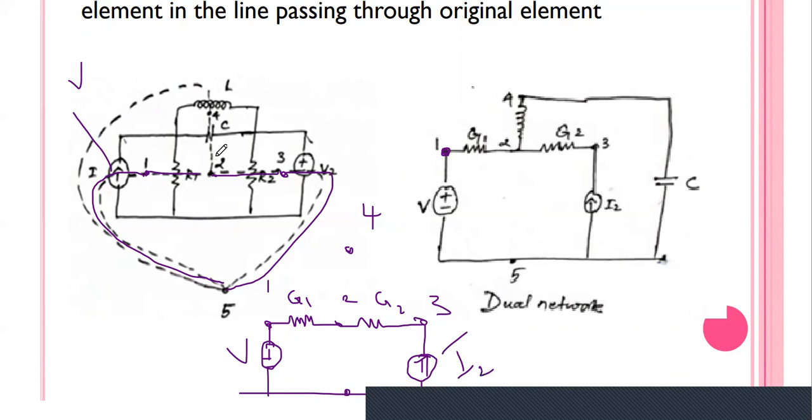Next, node 2 is connected with node 4 via a capacitor. So node 2 here, node 4 here. In between 2 and 4, the capacitor is replaced by an inductor, so this is the inductor. Then node 4 is connected with the reference node via an inductor, and the inductor is replaced by a capacitor. That's why this fourth node is connected with this fifth node via one capacitor.